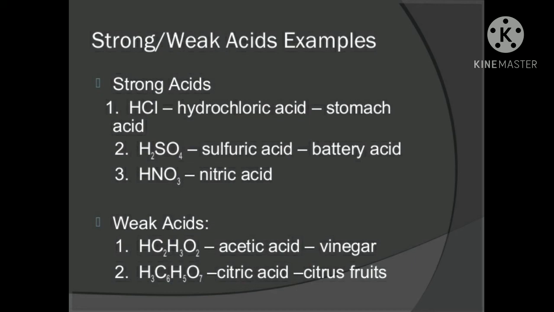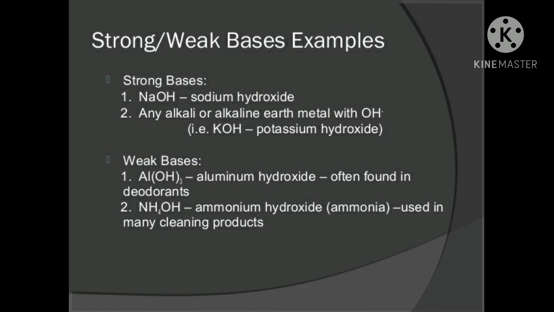Examples of strong acids are hydrochloric acid, which is present in the stomach as stomach acid, sulfuric acid, which is mostly used in batteries and known as battery acid, and nitric acid, that is HNO3. Weak acids are the organic acids which are obtained from plants and animals. For example, acetic acid, which is also known as vinegar, and citric acid, which is the acid found in citrus fruit.